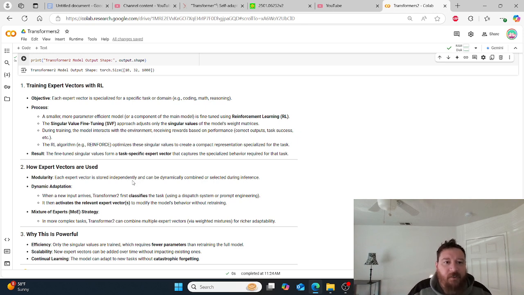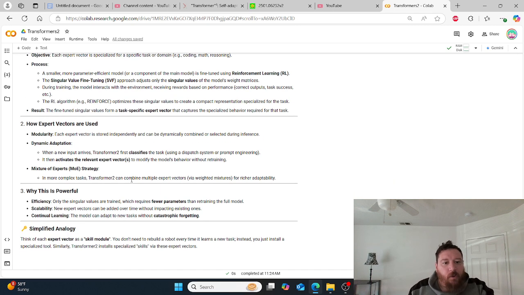So the process is that you take a smaller, more parameter efficient model, a very, very small model, and then you fine tune the very small model via that SVF method, right? That singular value fine tuning method that adjusts the attention mechanism and makes this a very sparse model and very lightweight overall. This adjusts only the singular values of the model's weight matrices. During training, the model interacts with the environment, receives rewards, etc. So this is all 100% reinforcement learning that the model is trained off of upfront.